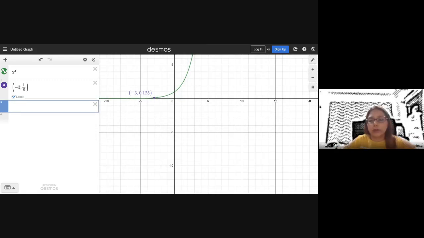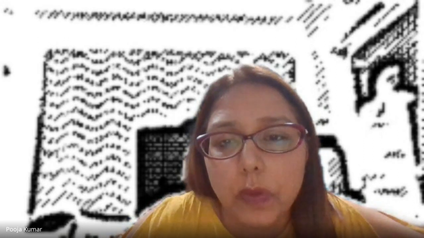So basically what we are doing is exactly plotting these points. When x is 0, our y is 1. When x is 1, y is 2. Can you see this point? Then the third one, 2 and 4. Then minus 1 and 1 upon 2, this point. Minus 2 and 1 upon 4, minus 3 and 1 upon 8. Do you get it? And when we join them, it's not a line, it is a curve.